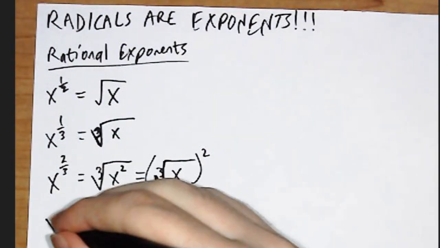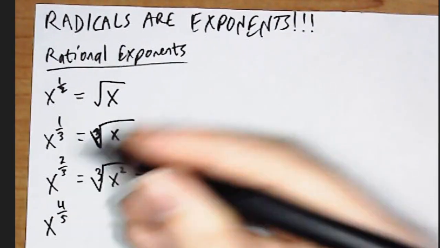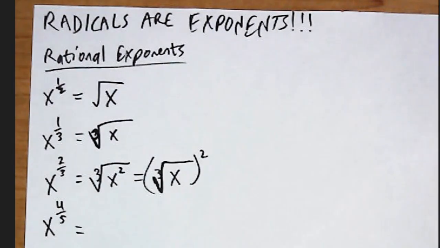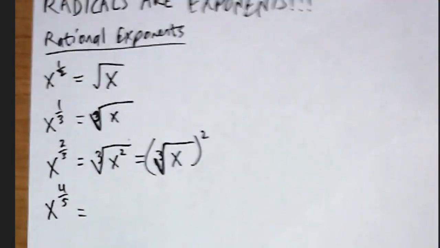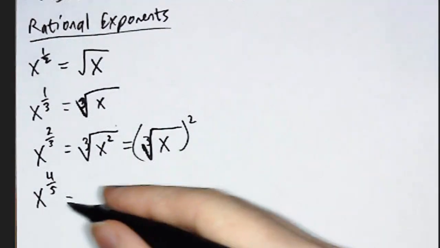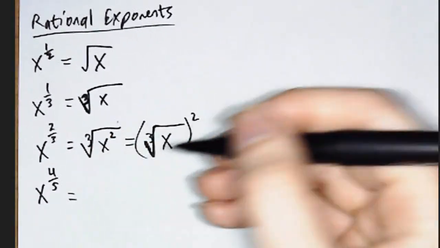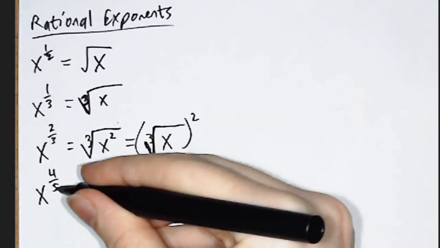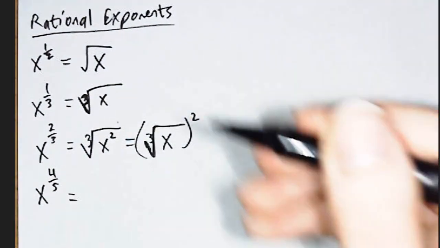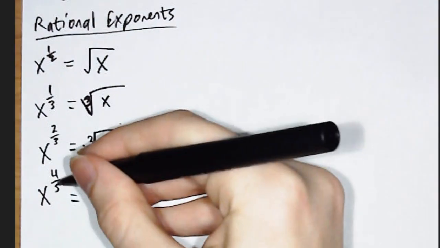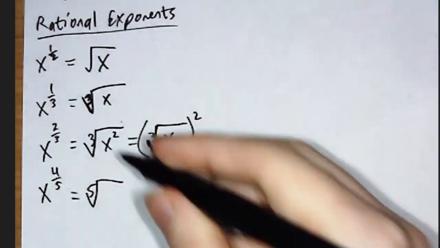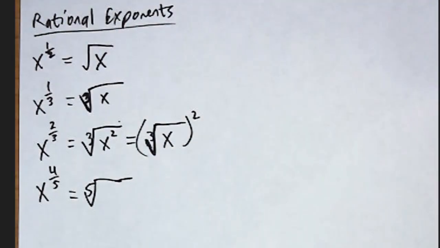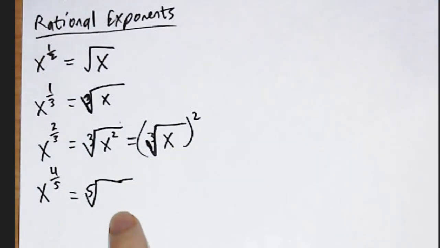Next is x to the 4/5. Now, again, when rewriting these exponential forms as radical forms, it's very important that we come up with the index first. We have to figure out what is the index of the radical that we're looking for. And again, that's given by the denominator of the rational exponent. So the denominator is 5, so my index is also going to be 5, and I'm going to work with a 5th root.